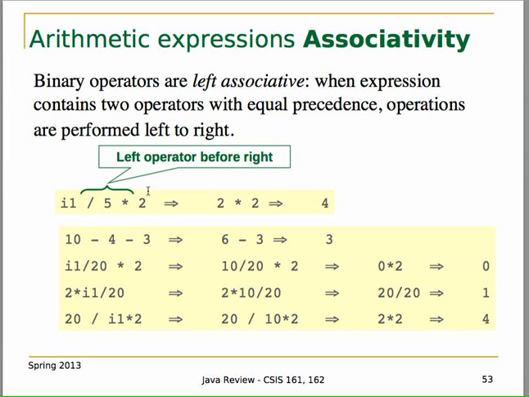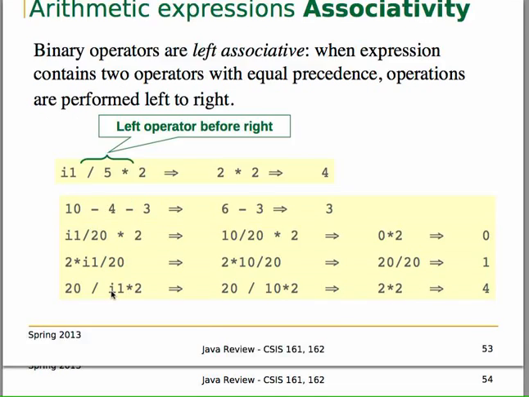Okay, so once again, divide and multiply, you go left to right. So I1, let's say it's 10. 10 divided by 5 is 2. 2 times 2 give you 4. And so on for all of these. These are all in situations where you have the same operators at the same precedence level. You evaluate things left to right.